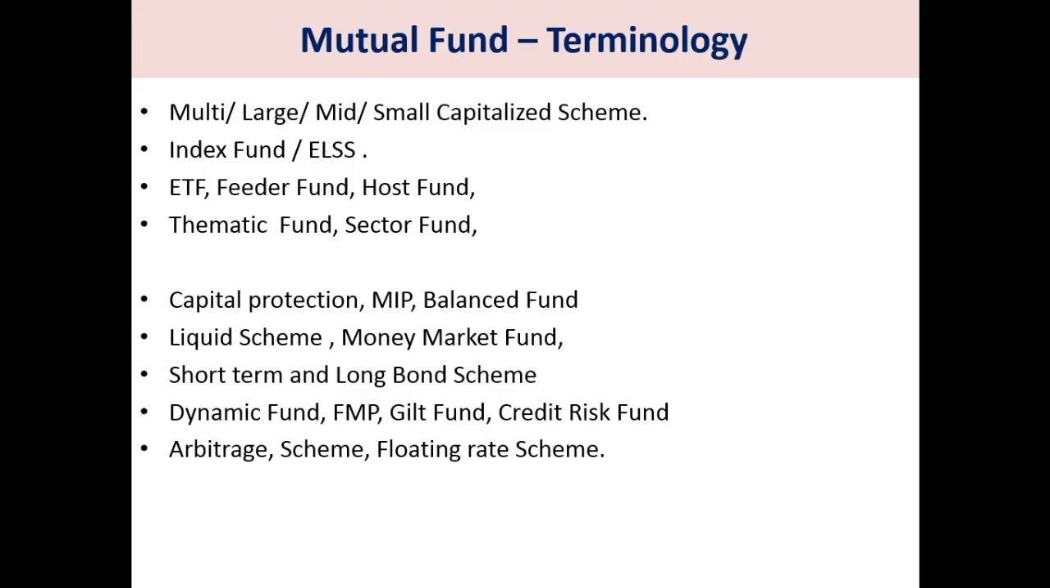Similarly, you have a classification of schemes for the hybrid segment and for the debt segment, with words like capital protection fund, monthly income plan, balance fund. That's in the hybrid segment. And then a host of schemes are there in the debt segment: liquid fund, money market fund, short term to long term debt schemes, dynamic fund, fixed maturity plan. FMP is known as fixed maturity plan. And then gilt fund, credit risk fund, arbitrage fund, and the floating rate schemes.